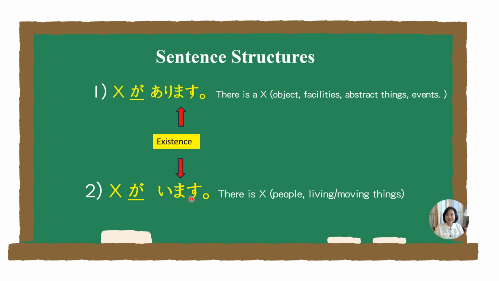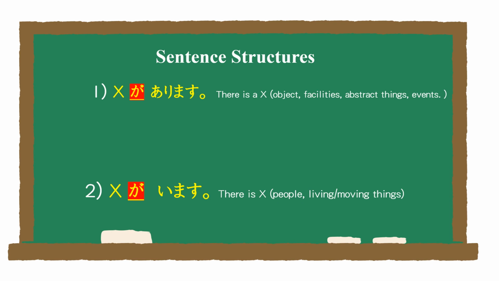います is used to describe the existence of living things, something alive and mobile such as people, animal, fish. So whether you use あります or います depends on the subject of the sentence.